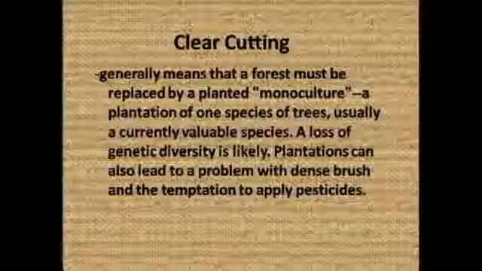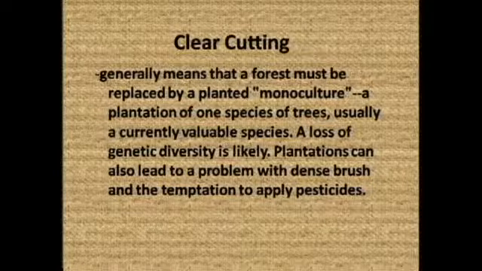Clear-cutting generally means the forest must be replaced by planting a monoculture, a plantation of one species of tree, usually a commercially viable species. A loss of genetic diversity is likely. Plantations can also lead to a problem with dense brush and the temptation to apply pesticides.